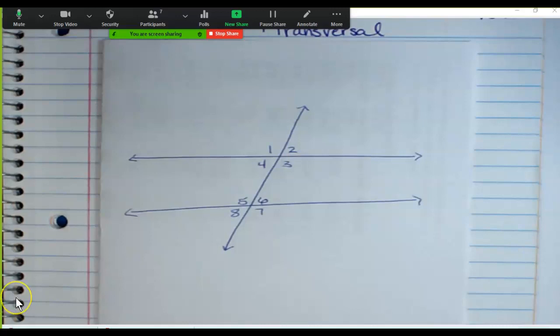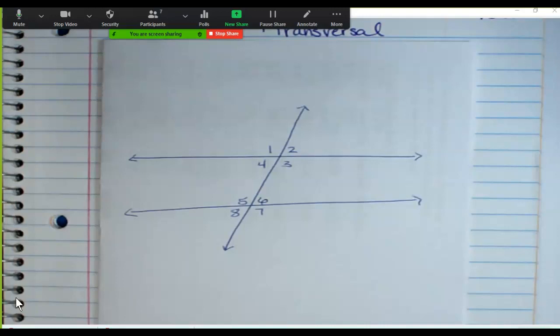All right, so yesterday we learned about vocabulary. So let's first review some vocabulary. Can somebody raise their hand and name me a pair of alternate exterior angles? Alternate exterior angles. Alternate exterior. 1 and 7, she says.